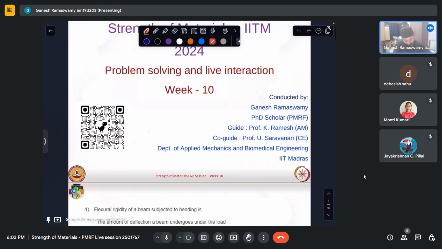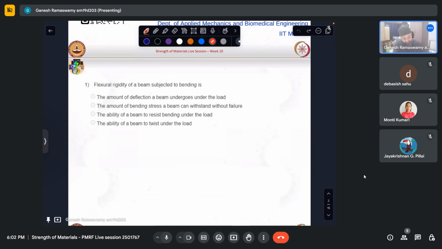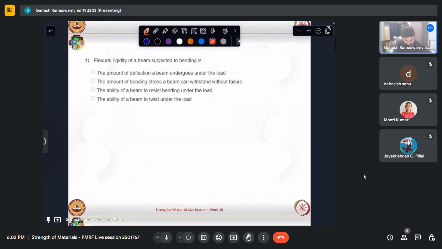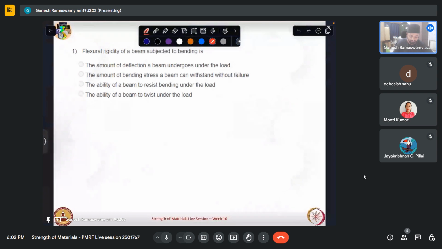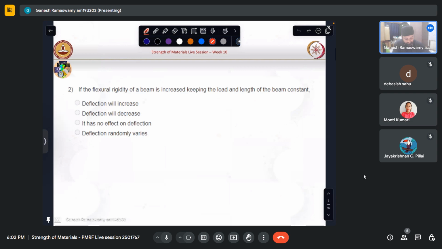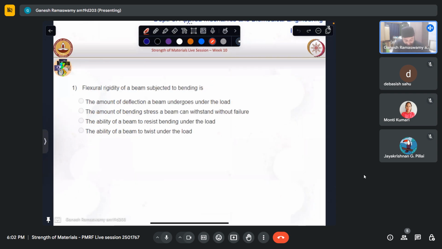So let us look at the first question of the day. The flexural rigidity of a beam subjected to bending is what? The amount of deflection a beam undergoes under the load, the amount of bending stress a beam can withstand without failure, the ability of the beam to resist bending under the load, the ability of the beam to resist twist under the load. So this comes from our moment curvature relation, which we will see a while later.